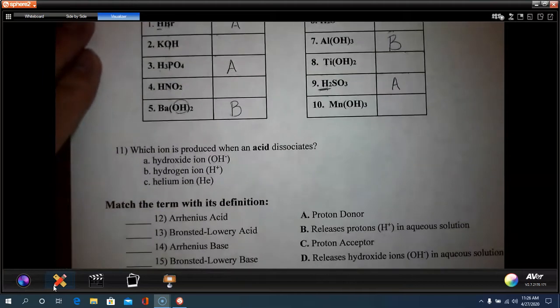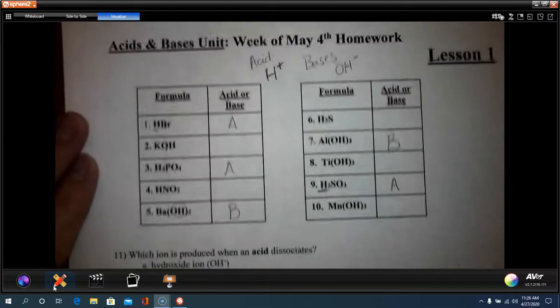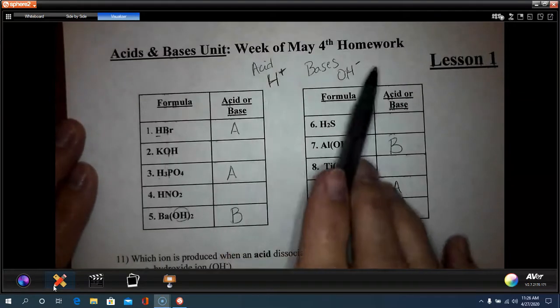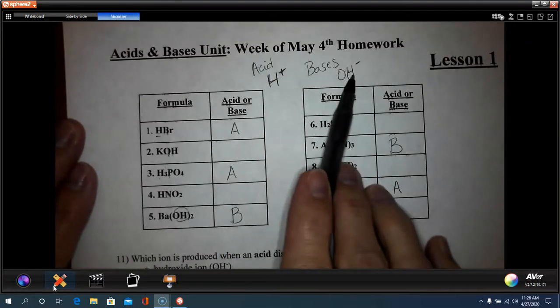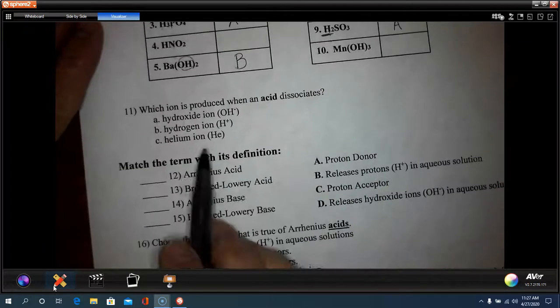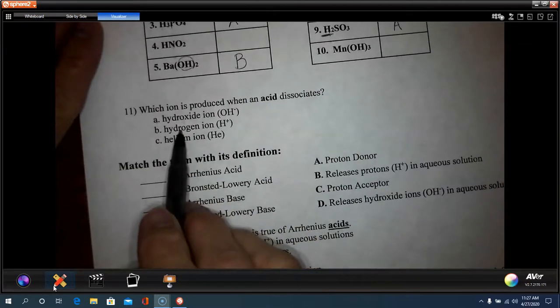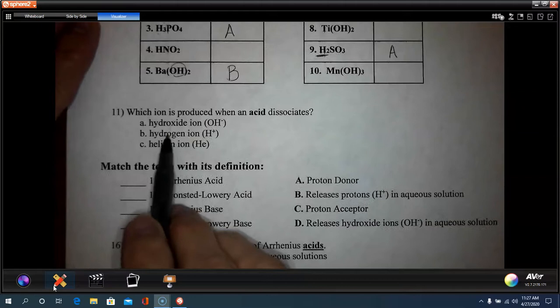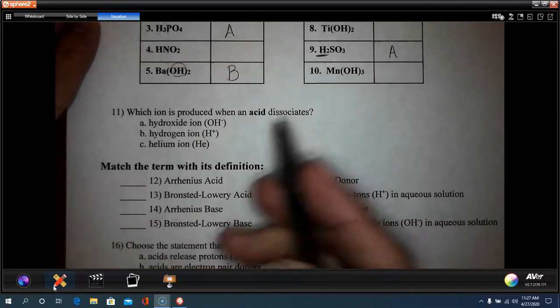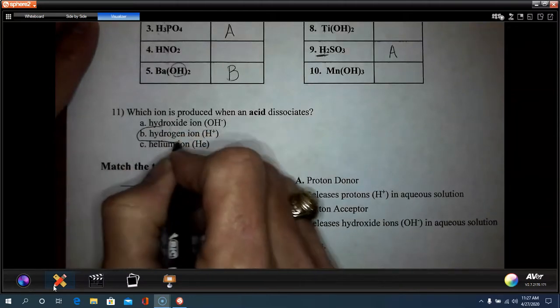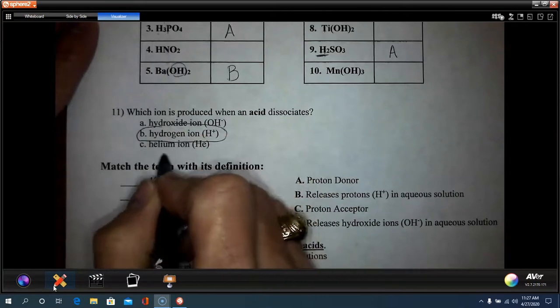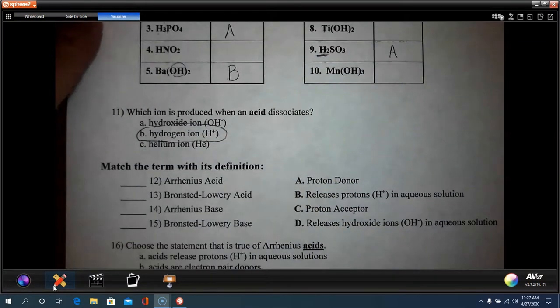Which ion is produced when an acid dissociates? Well, look here, acids have hydrogen, bases have hydroxide. So when they break apart, it's going to be the hydrogen ion that dissociates. That's what is produced when an acid dissociates. Helium's just a joke. That doesn't even make sense.